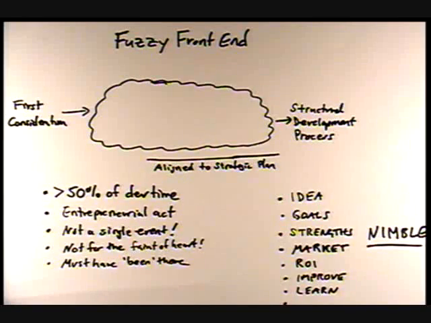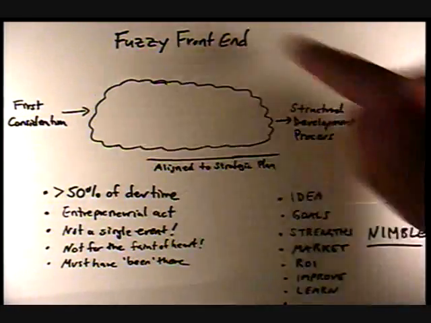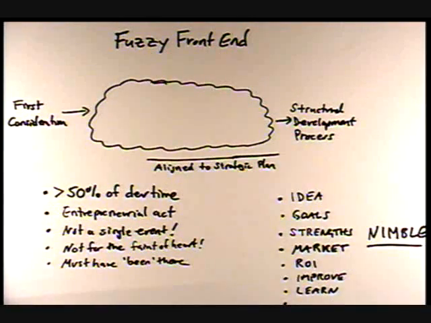Okay, and just some final thoughts here. The fuzzy front end is really that part that fits between the first consideration of an idea until we enter that structured development process. This whole cloudy area in here, we're going to just leave kind of cloudy and fuzzy. And it has to be aligned to the strategic plan. That's one thing we haven't really talked about, which means that this needs to accommodate the strategic plan, and the strategic plan will likely have to be revised to accommodate this. They have to all be orchestrated together for this thing to work.